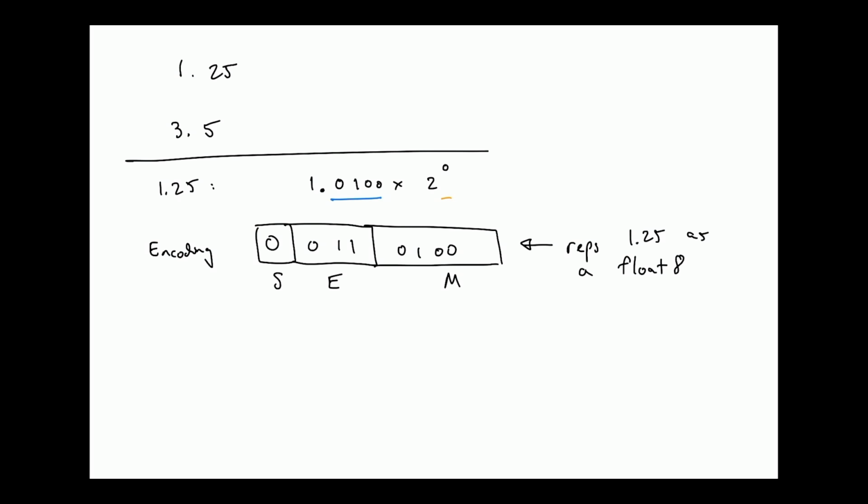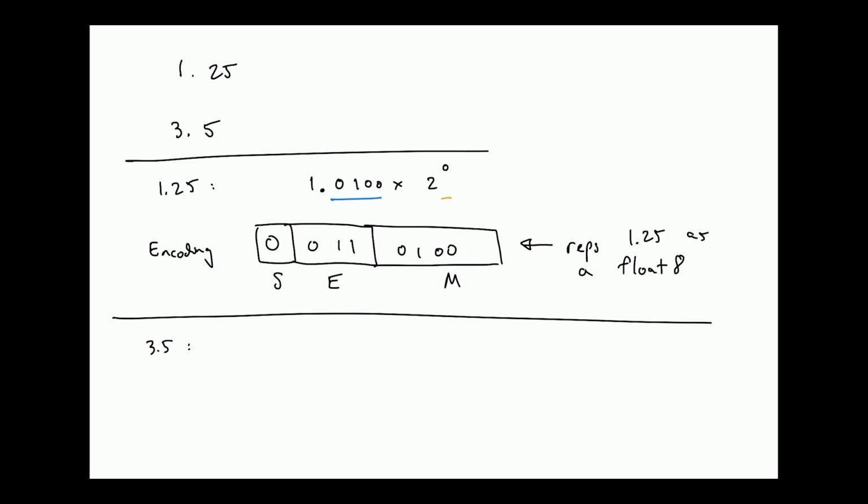Right, okay. So this one was a little easier because by coincidence, we already only had one thing before the radix, and so we didn't have to do any shifting. Okay, we will for 3.5, so in this case, we just got a little lucky. Okay, so do the same thing for 3.5.